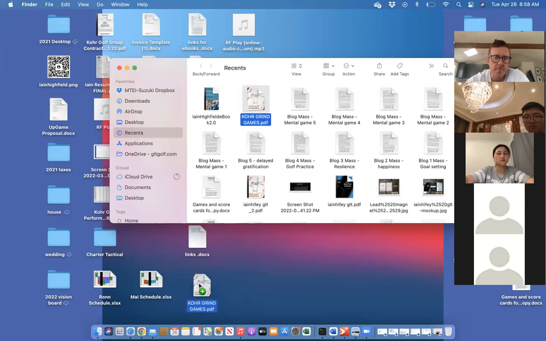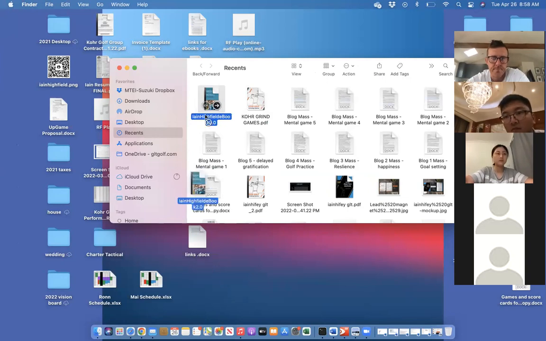I'm going to put these in the app. Can you see these in your app? Yes.